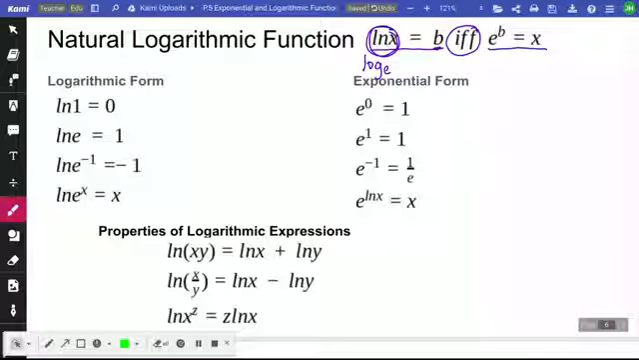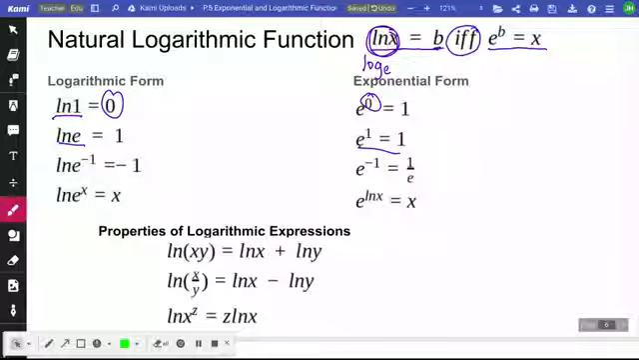Okay, so if you were to look at that in some other forms, the logarithmic form would be natural log of 1 equals 0. So what exponent of e gives me 1? The answer to that is 0. Okay, that's where that matches. This one says what exponent of e gives me e? Well, that would be 1. And so these go across from each other because they are related to each other.